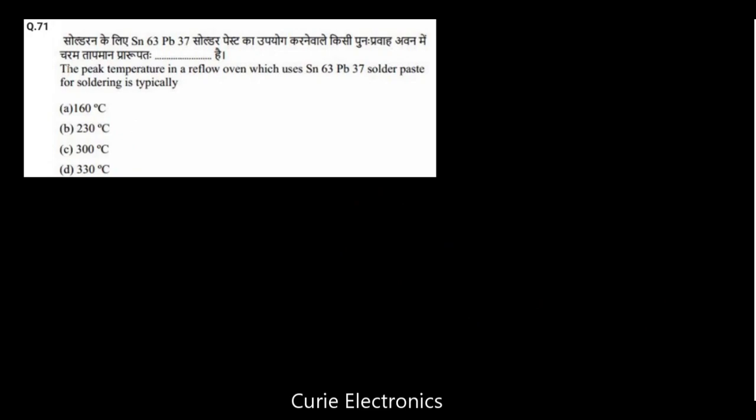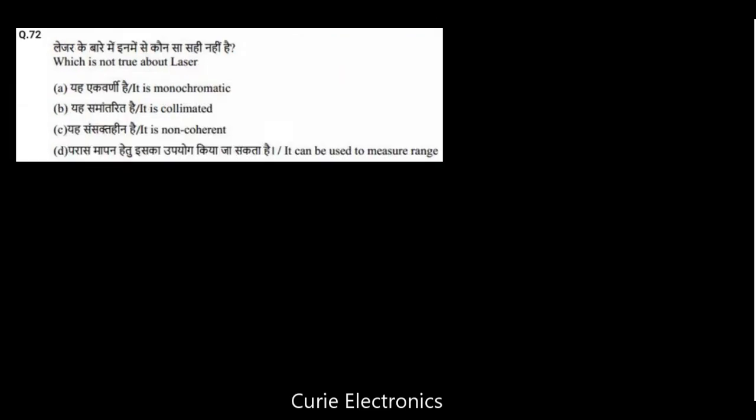Question number 71. The peak temperature in the reflow oven which uses tin 63% and lead 37% solder paste for soldering is typically 230 degrees Celsius. There is an oven. We apply the solder paste, place the components on the PCB and put it in the oven for a particular time. It will get soldered.